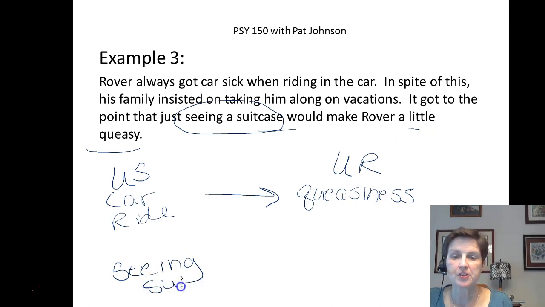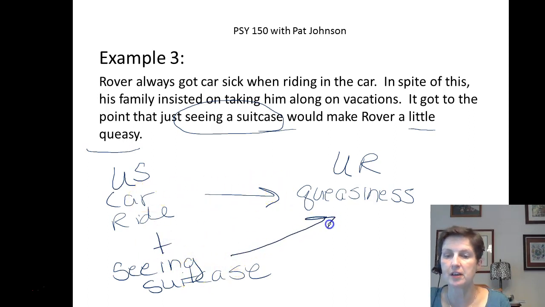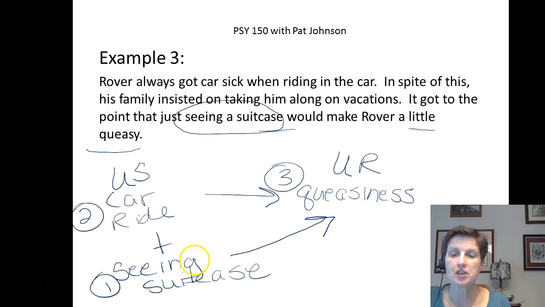So we have seeing a suitcase, and then would be the car ride and queasiness, and now when he just sees a suitcase, he has queasiness. So suitcases used to be neutral. Now he has learned that suitcases mean car rides are coming, and he gets queasy from car rides, so just seeing suitcases causes queasiness. And so queasiness to seeing suitcases would be the conditioned response.